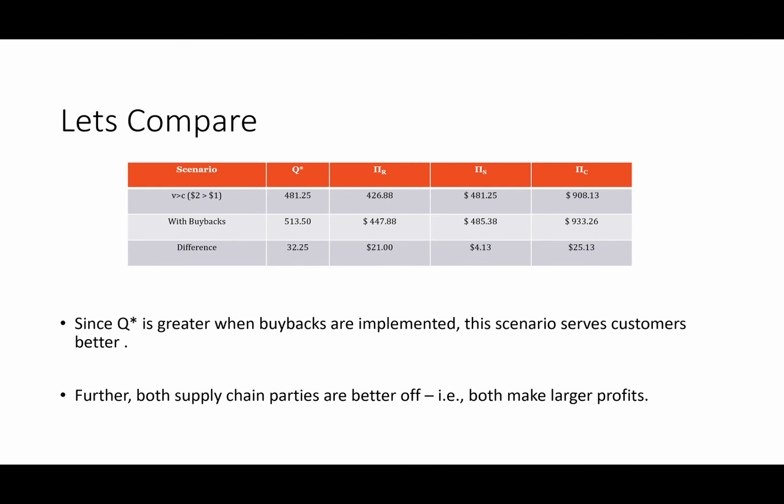When V is greater than C, then the overall supply chain profit is $908. When there is a buyback in place, the overall supply chain profit becomes $933. And then you can see that since Q star is greater when buybacks are implemented, this scenario serves customers better. And then you can also see that both the supply chain parties are better off because they're making a larger profit.